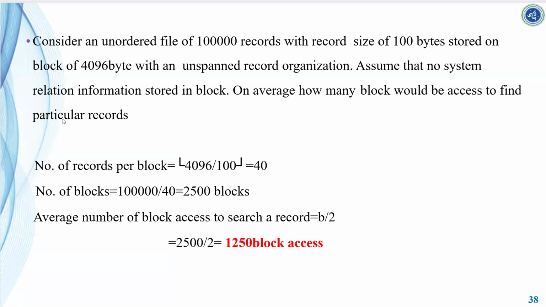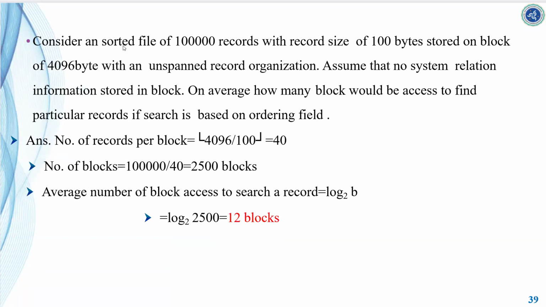The number of records per block is 4096 divided by 100, so 40 records will be there in a block. The number of blocks is 1 lakh divided by 40, so you have a total of 2500 blocks. The average number of blocks to access a record is B by 2, since it is unspanned record organization. So 2500 divided by 2 gives you 1250 block accesses.